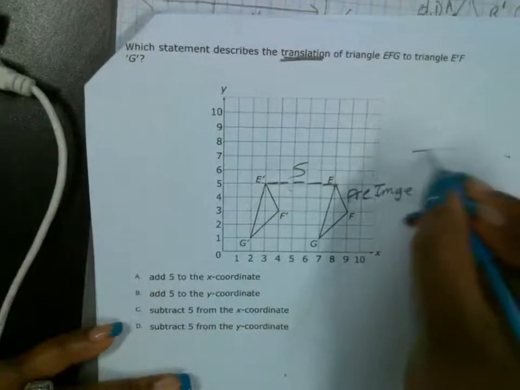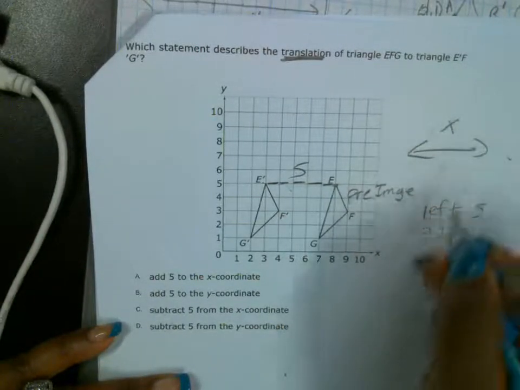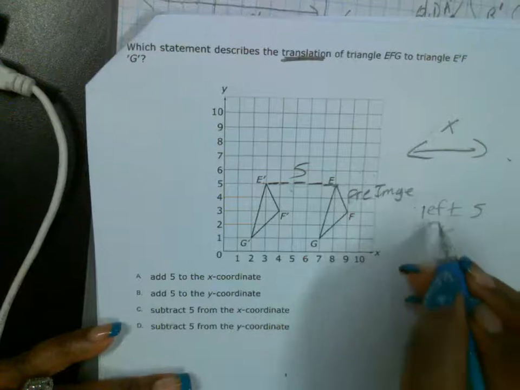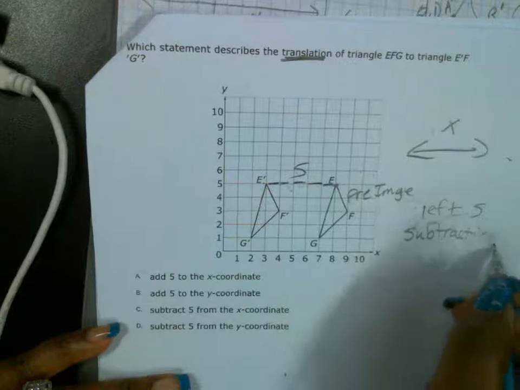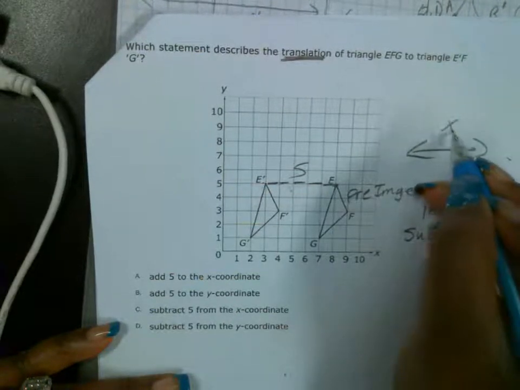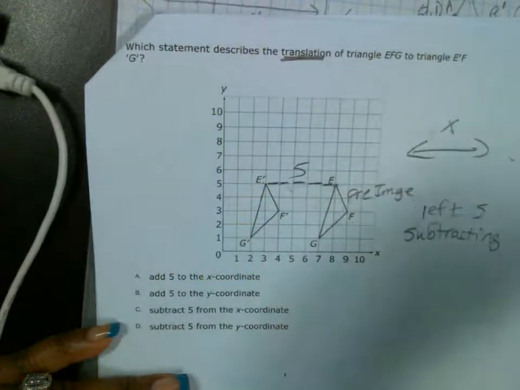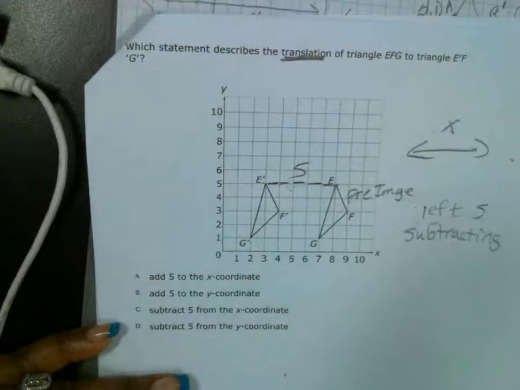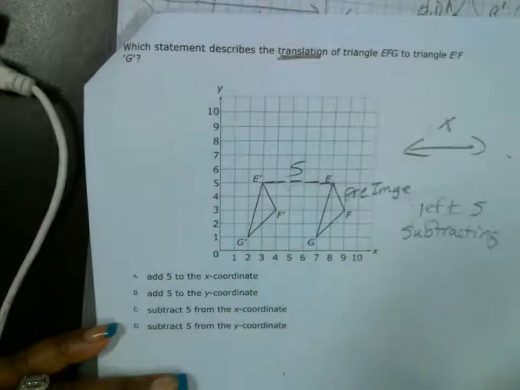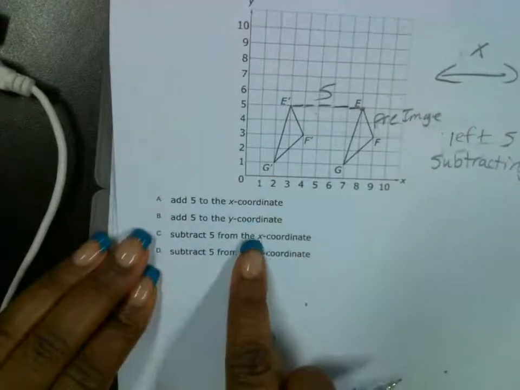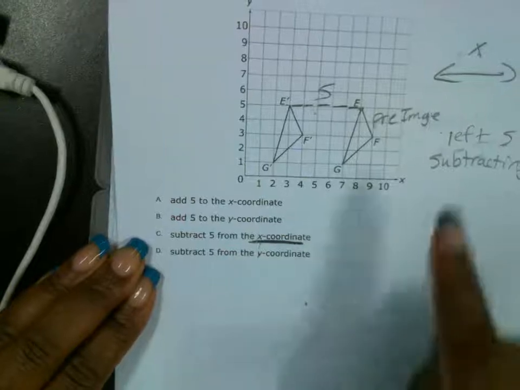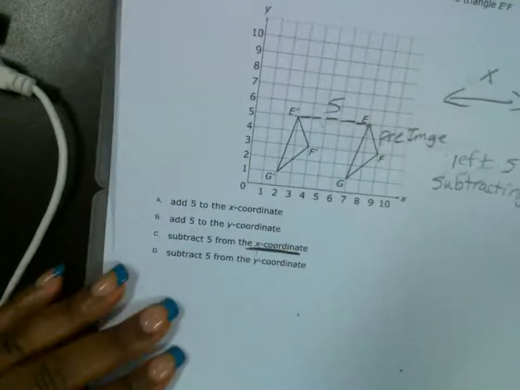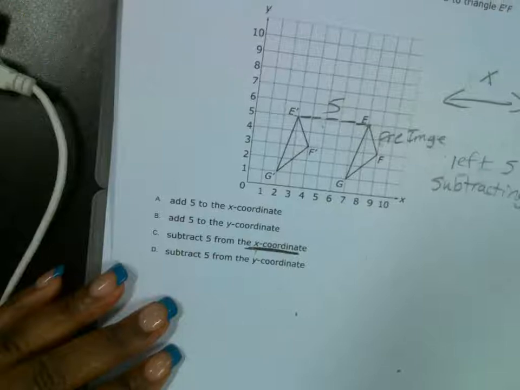So if it's to the left, that's talking about the X. So left, is that adding or subtracting? That is subtracting. So you are subtracting 5 from the X because it's going to the left. Up, down is Y. Left, right is X. So look, you're subtracting 5 from the X. Any questions about that? Anybody lost? Okay, you can go ahead and take your quiz.